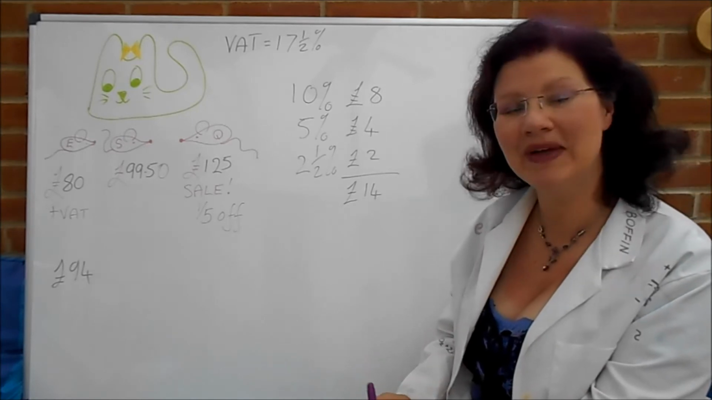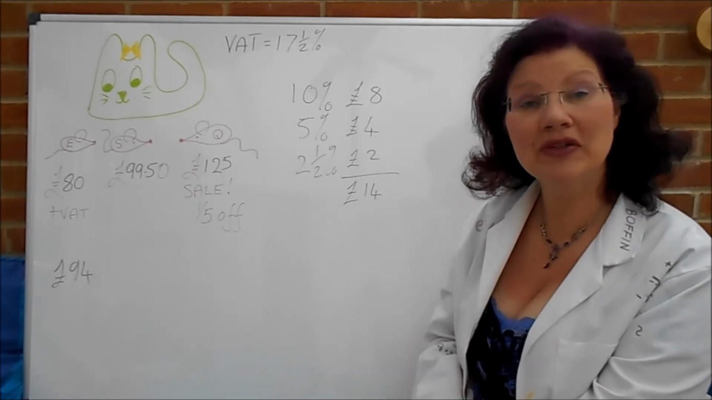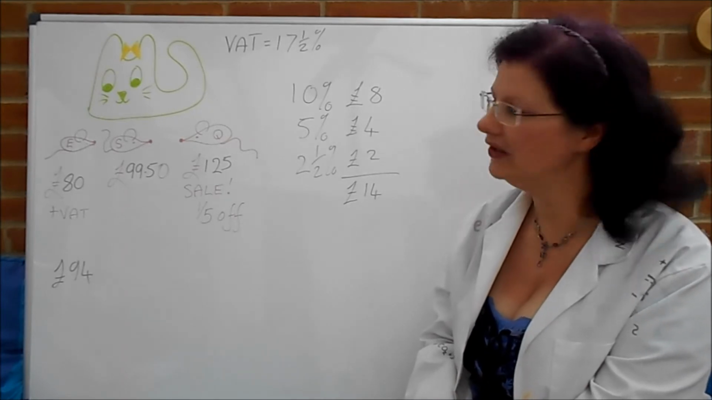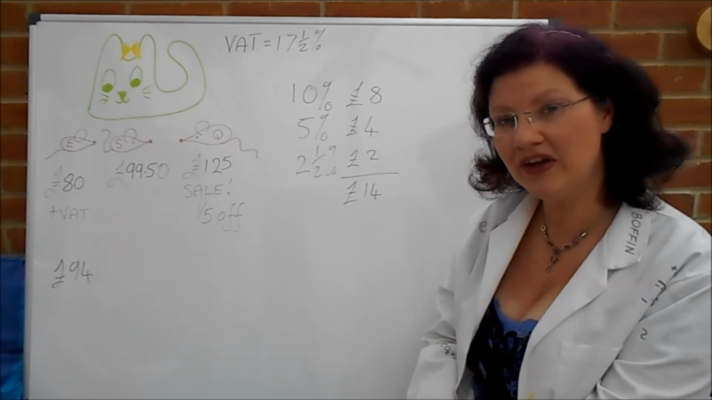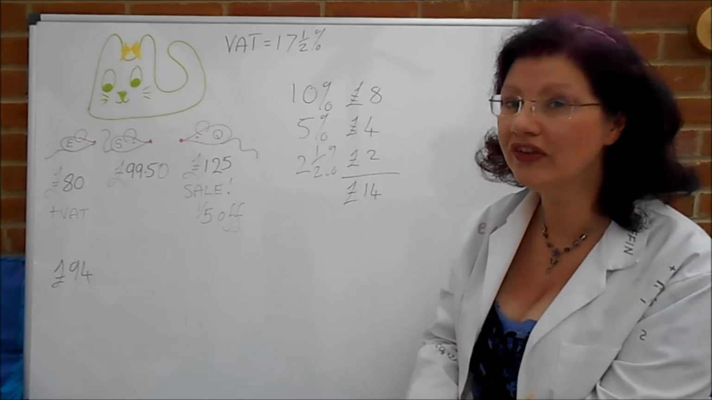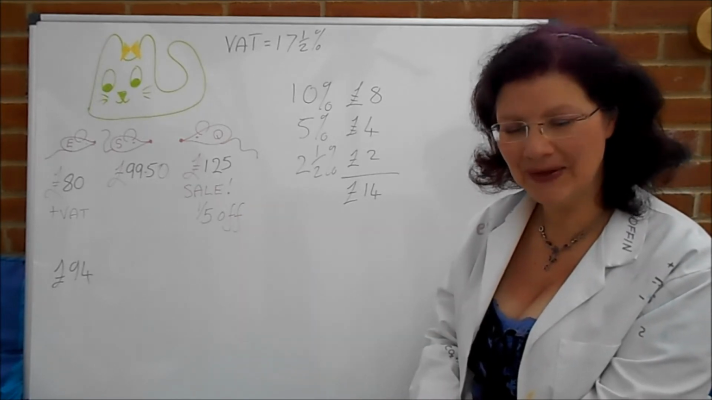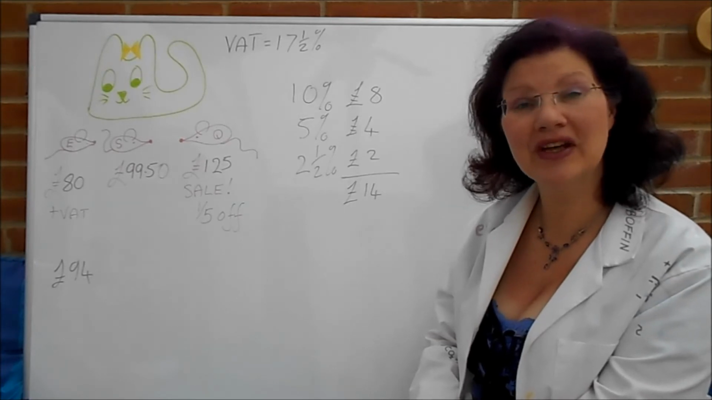Okay, so £94. Now, for part B, I'd like to know the price of Quack, please. Quack normally costs £125, but today he is on sale at 1/5 off. So, for part B, could you work out the price of Quack, please?